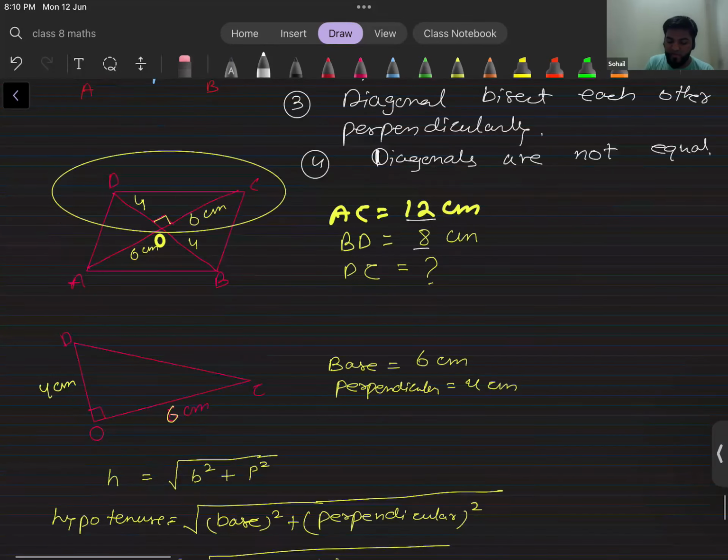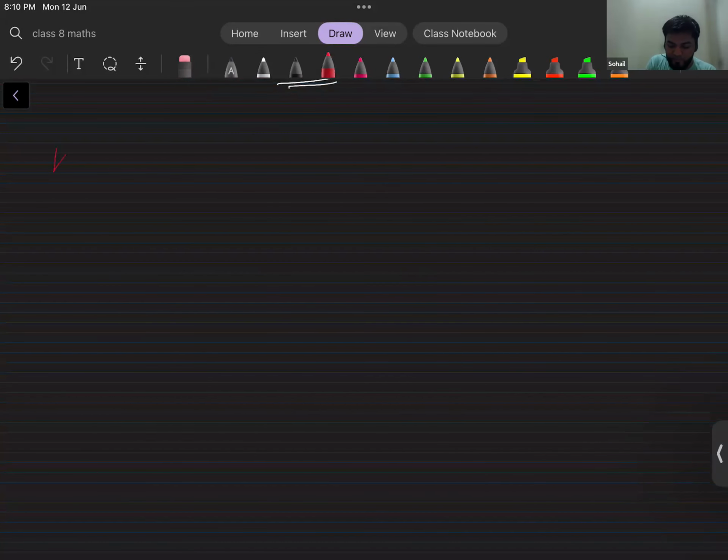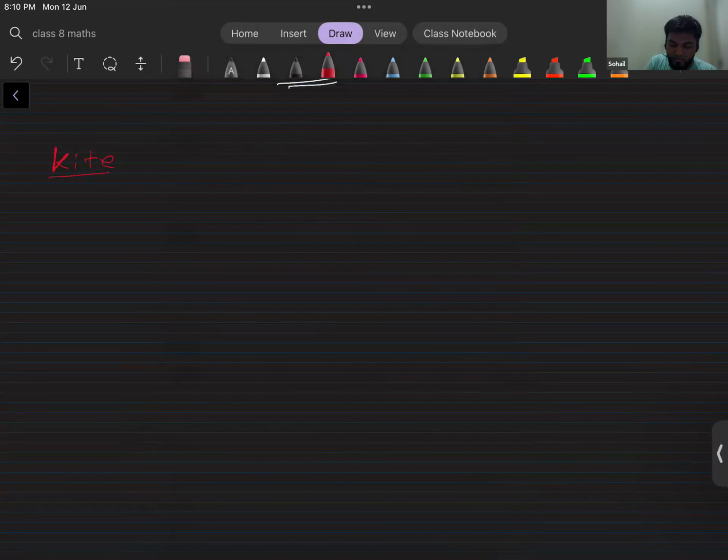Now moving on, we have another type of quadrilateral, that is a kite. Did you guys ever fly a kite? Yes, sir. Ahmed, you? Yes, sir. Did you fly a kite? Sir, I don't know how to fly.